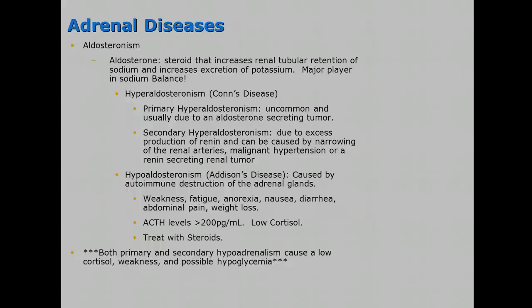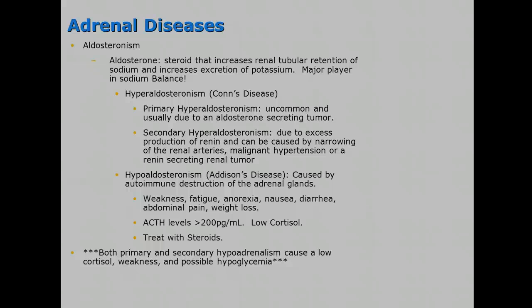Secondary hyperaldosteronism, on the other hand, is due to an excess production of renin and can be caused by the narrowing of renal arteries, malignant hypertension, or a renin-secreting renal tumor. So the renin is causing the excess angiotensinogen cascade, which is then telling the adrenal gland to secrete the excess aldosterone. So Conn's is hyperaldosteronism.